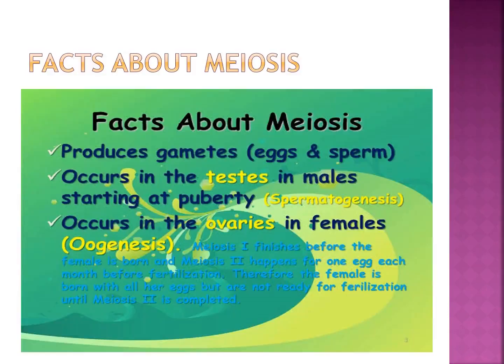So facts about meiosis, basic information. It produces gametes, eggs and sperm. So already I told the message. It occurs in the testes in males starting at puberty, and this is spermatogenesis, and it occurs in the ovaries in the female, which is oogenesis.